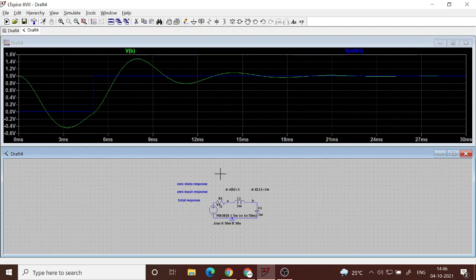So this part also you can include in this experiment. You show zero state response and then the total response, zero input response and the total response. Zero state response is already done earlier. Okay, so that's all. Any questions?